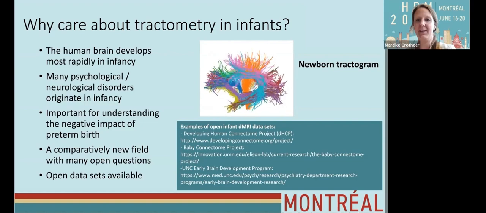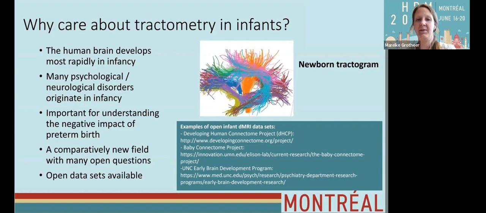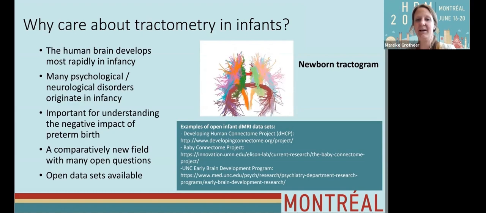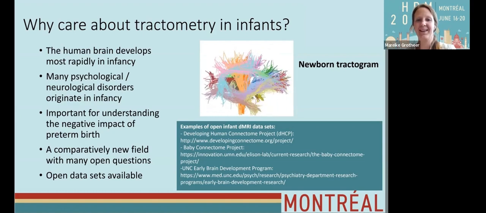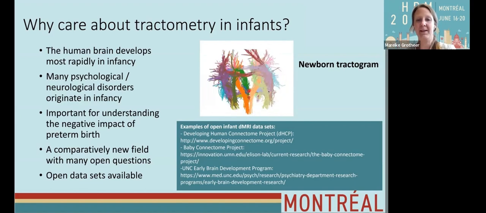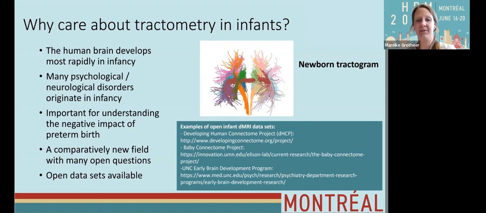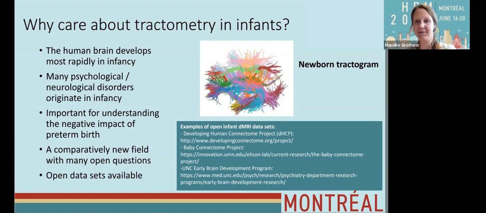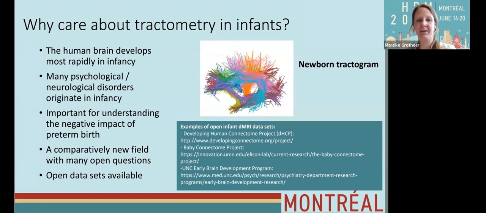And the best part is that you do not necessarily need to be equipped to collect infant data yourself, as there are large-scale open data sets that include infant diffusion data. And I'm listing a few examples here in the blue box. The most prominent example is probably the data from the Developing Human Connectome Project, which includes hundreds of infants.